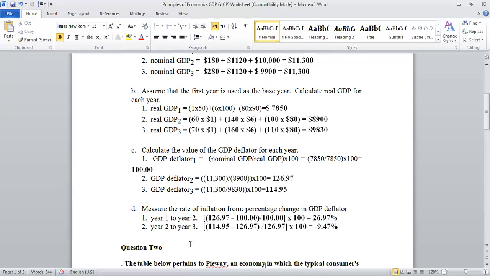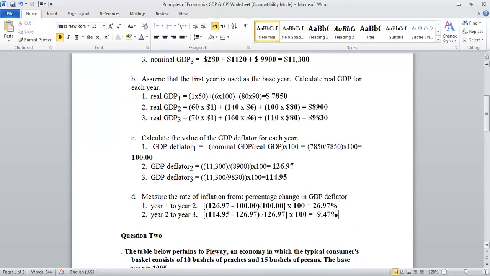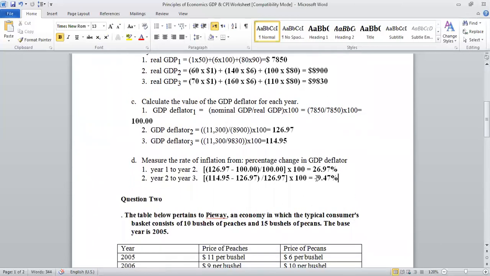لو عايزة أجيب the inflation rate من سنة between year 2 and year 3 هجيب the percentage change between the deflator of year 2 and the deflator of year 3, which is the new 114.95 minus 126.97 divided by 126.97 times 100. Actually here you're going to get a negative answer which is minus 9.47%. يبقى هنا actually الأسعار قلت ما زادتش. اوكي قلت بنسبة minus يعني نقول around minus 10%.